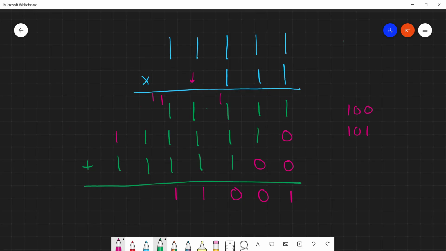Moving on to the 64s place, we have 1 plus 1, which is 0, carry the 1. So finally, we have in the 128s place, 1 plus 1 plus 1, which is 1, 1. The final result is 1101, 1001. Is it right? Well, let's convert to base 10, and we get 217, which is indeed what we were supposed to get.